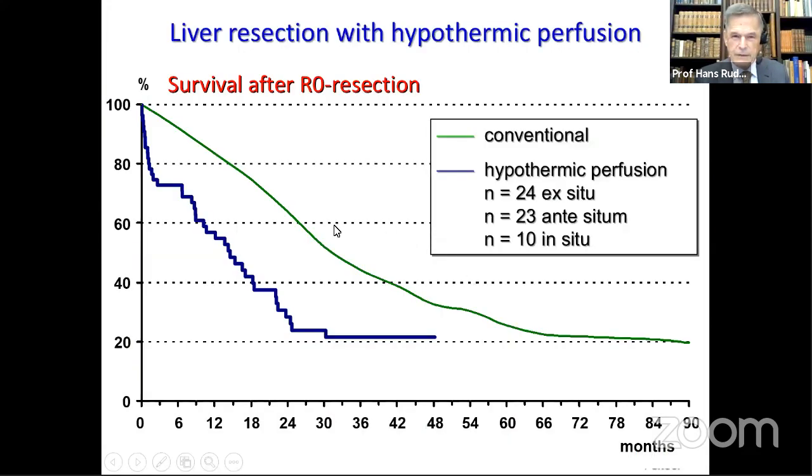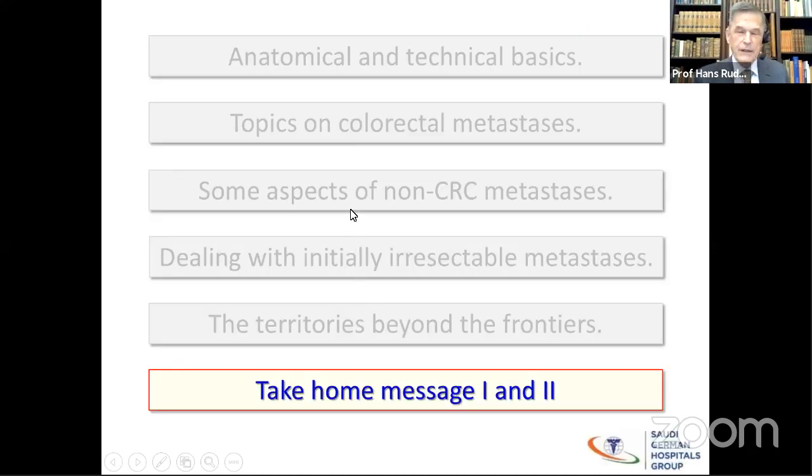Survival after these complex procedures is, of course, worse than after a normal liver resection, but 20% of patients have long-term survival, at least. This is nothing I would do on an everyday basis again, but we could keep in mind that for selected cases, it might be a possibility to do.